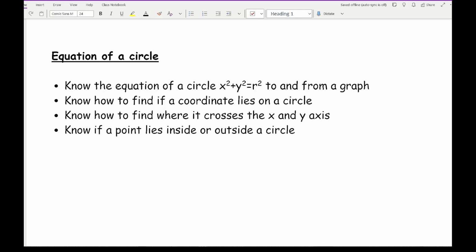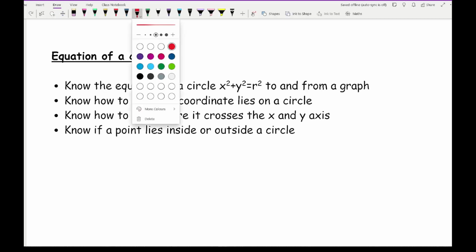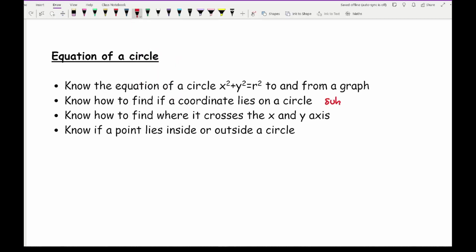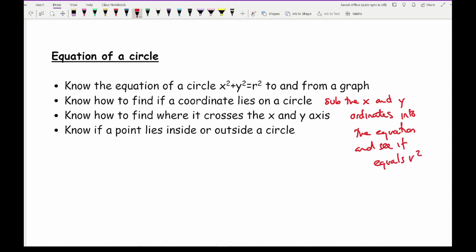Another key question that I've seen come up is to know how to find if a coordinate lies on a circle. Now, how do you do that? Well, to check, all you need to do is simply substitute the x and y coordinates into the equation, and see if it equals r squared. If it does equal r squared, then it does lie on the circle. If it doesn't equal r squared, then the coordinate does not lie on the circumference.